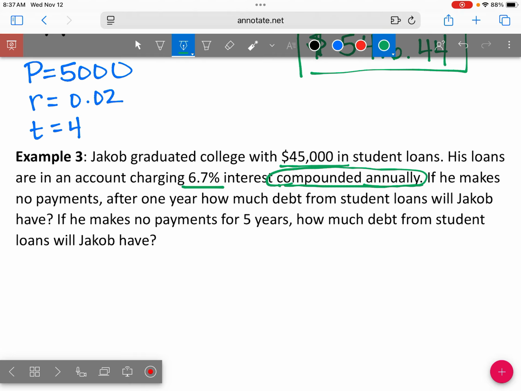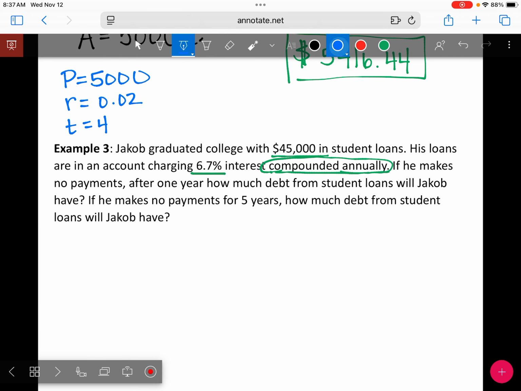If he doesn't make any payments, so we have 2 different questions. The first one is asking how much debt after 1 year. The second one is saying after 5 years. So we have to do this twice. So we start off with $45,000 in student debt.